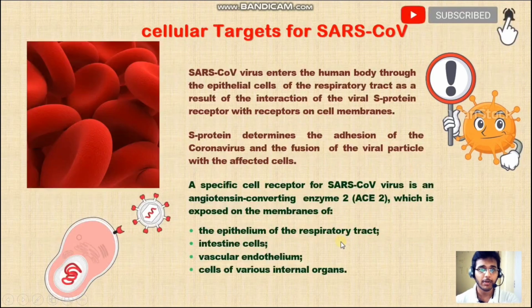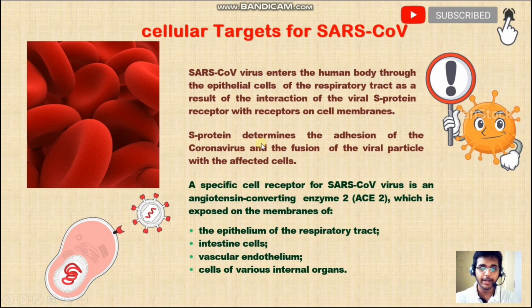Next we have to discuss the cellular targets of this SARS-CoV infection. The SARS-CoV virus enters the human body through the epithelial cells of the respiratory tract as a result of the interaction of the viral S protein with receptors on the cell membrane. An important point is that this viral S protein is similar to the S protein found in the SARS-CoV-2 virus, which has caused the current COVID-19 pandemic.